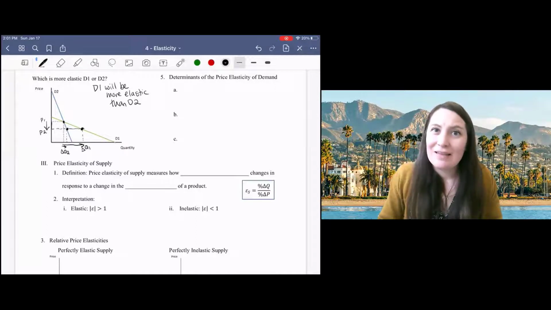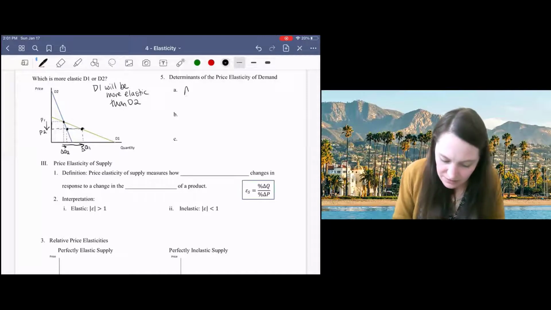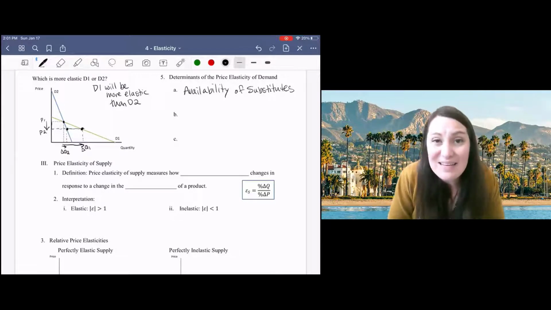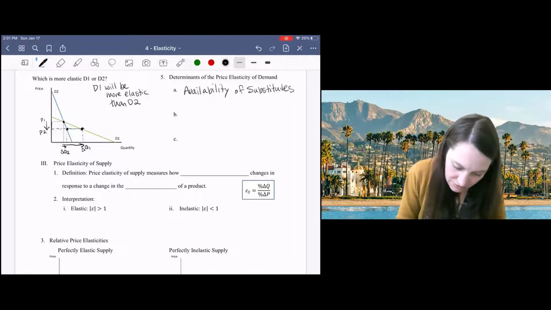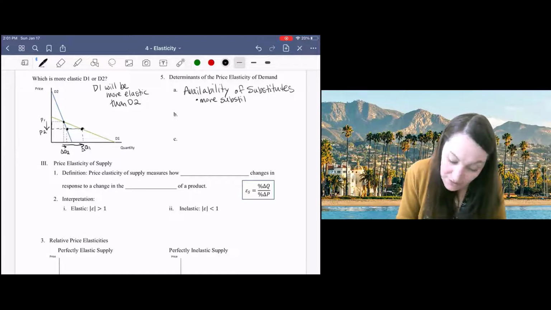First, the availability of substitutes. How easy is it for you to switch from one good to another? If it's really easy for you to switch from one product to another product, then a price increase is going to cause consumers to change their behavior quite a bit. Goods with more substitutes will be more elastic.